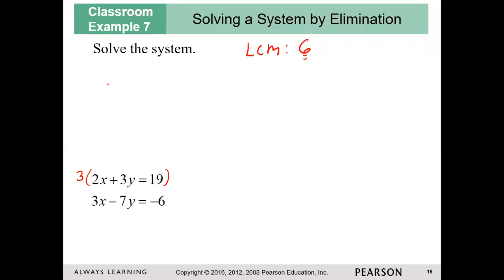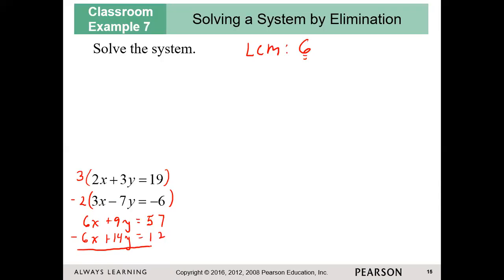All right, so I'm gonna get these new equations. That's gonna be 6x plus 9y is equal to 57. 3 times 19, 57. In this equation, I'm going to multiply everything by -2. Because again, if I multiply by -2, that gives me the opposite coefficient that I'm looking for. This is going to be 14y, and this is going to be 12.